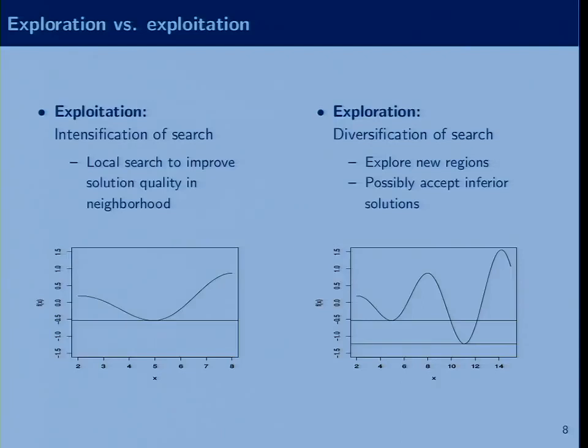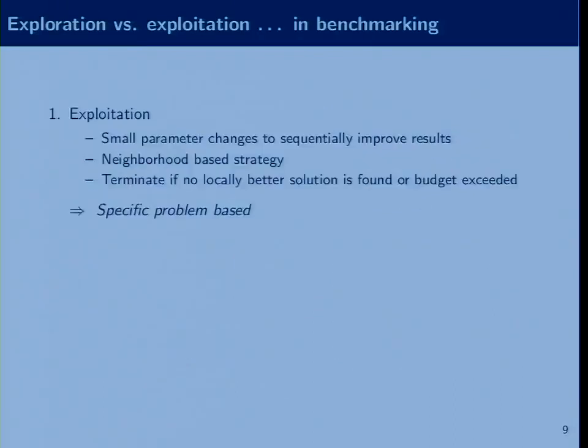As you can see here, on the x-axis we have the interval from 2 to 8, and here it's enlarged from 2 to 14, and we see that if we go beyond this maximum, we find a better minimum there. So this is exploring your search towards a different region and not just focusing on the local neighborhood to improve your search. How is this connected to benchmarking?